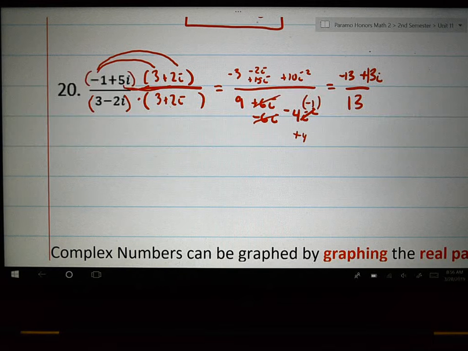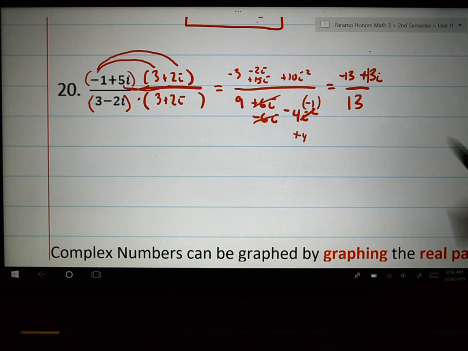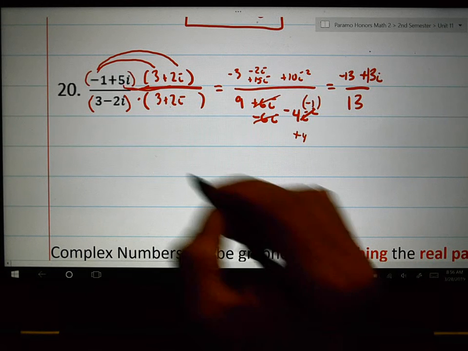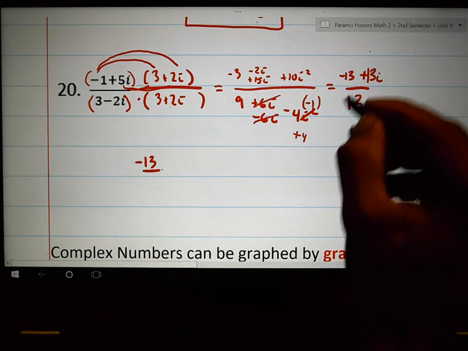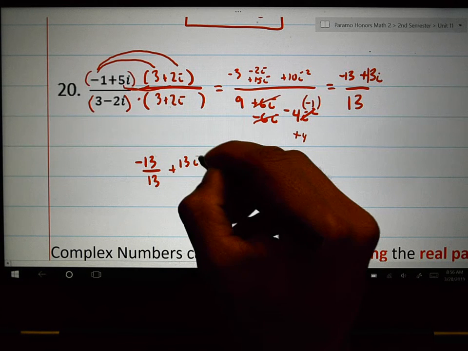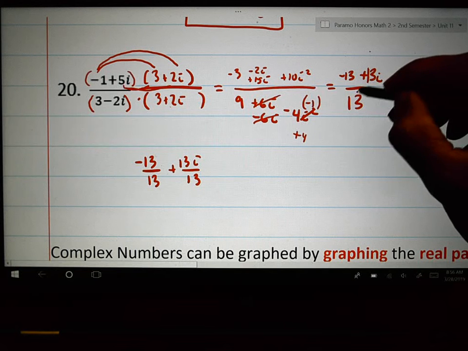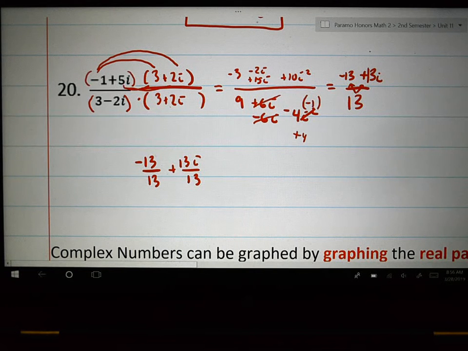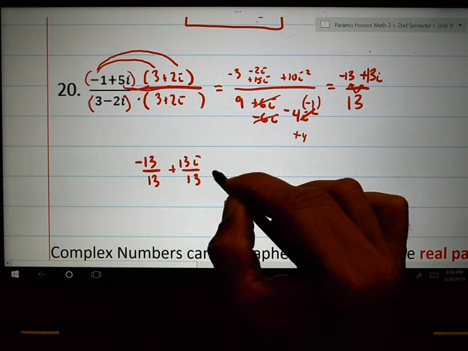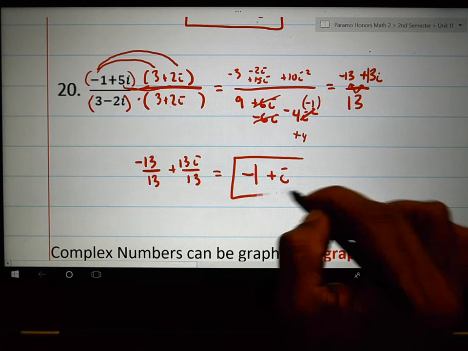This is where it is good for us to remember what we did with the quadratic formula. Remember how we split it? They're both being divided by that denominator. Negative 13 is being divided by 13, and the plus 13i is being divided by 13. That way you can reduce, because this denominator goes into both parts of the numerator. This simplifies to negative 1 plus i is our final answer.